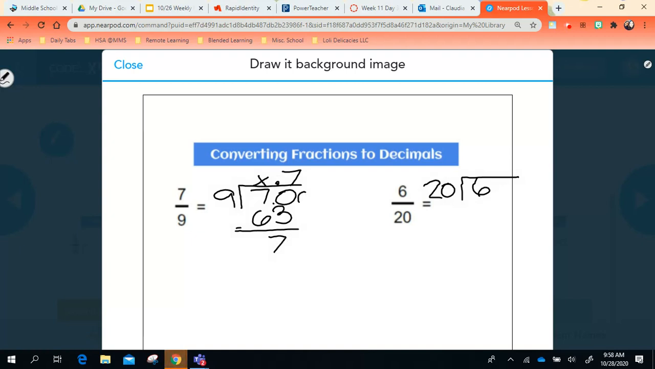So I put another 0, bring it down. Does 9 go into 70? Yes. How many times? 7. 7 times 9 is 63. When I subtract, 7. What's the pattern? We're going to keep repeating. So it's repeating. My 77 is going to keep repeating. So it's 0.77 repeating.